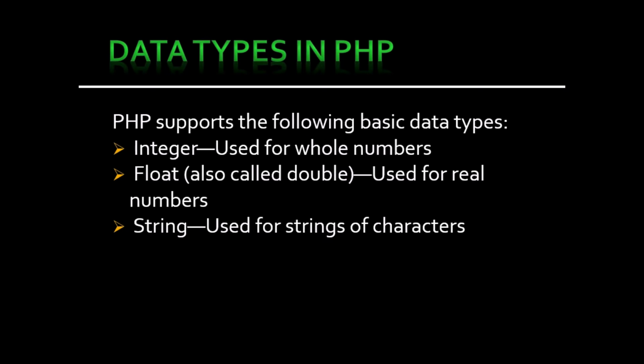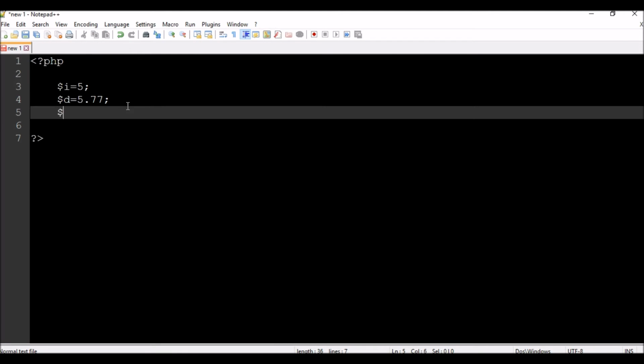Third is string. It is used for strings of characters like someone's name or any sentence, etc. Again create one variable and give name as S and assign a string. So string it may be someone's name or any text. Let's give hi, how are you? So this is a string. Now I have created one variable and I gave name as S and I assigned a string value. So the data type of this variable will be a string.